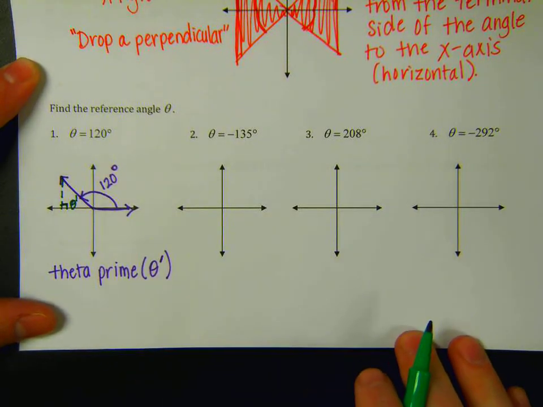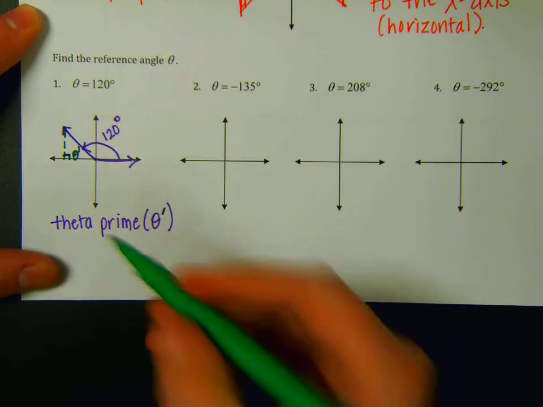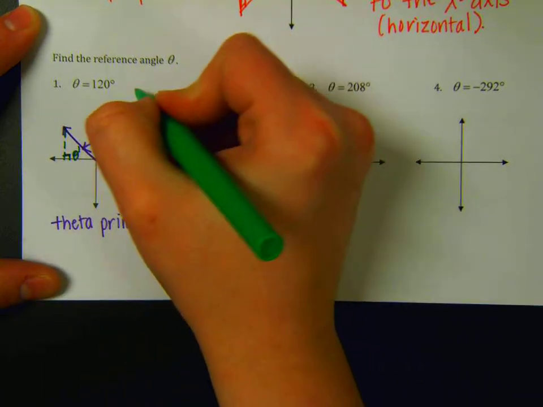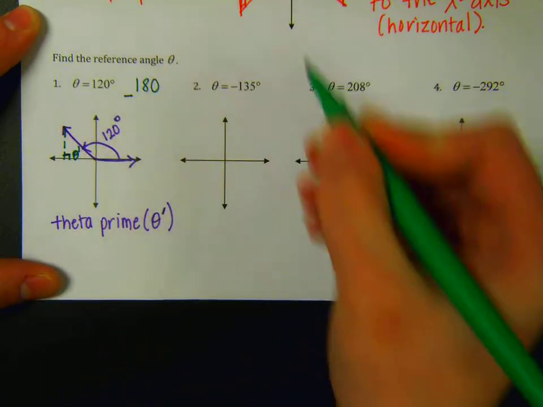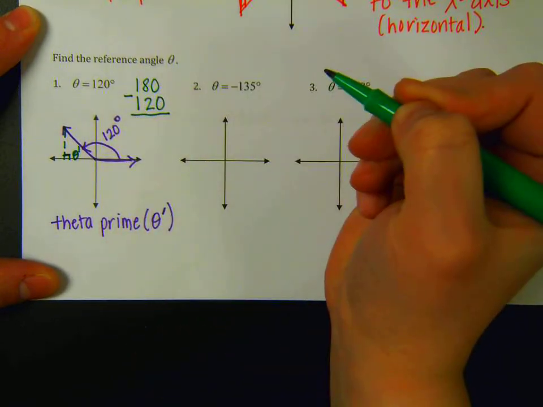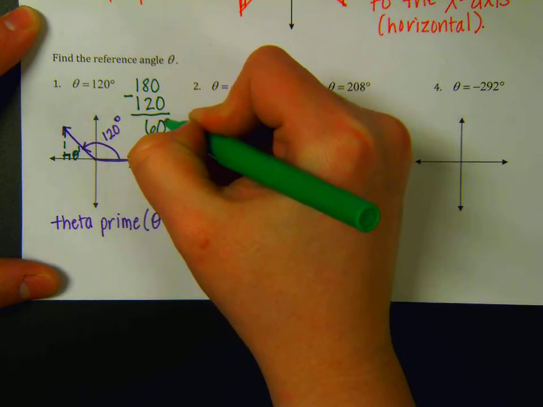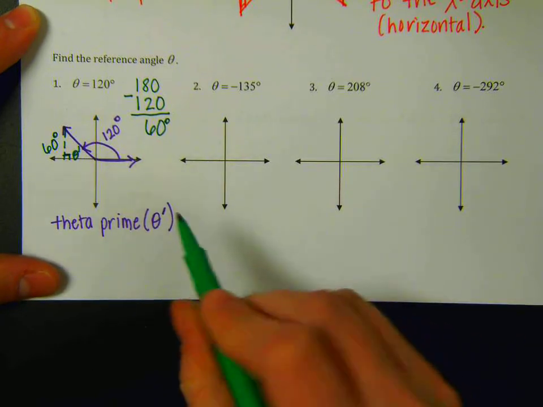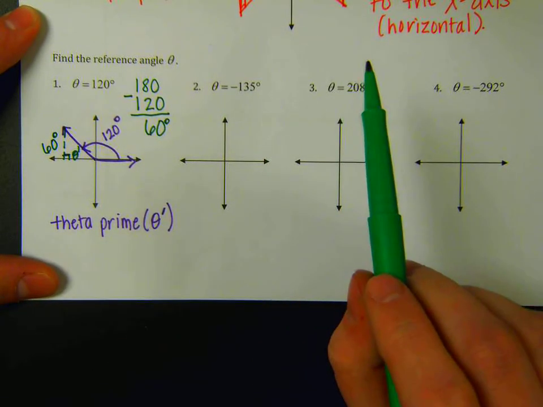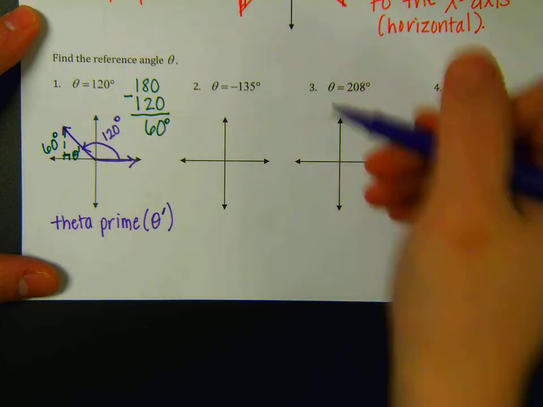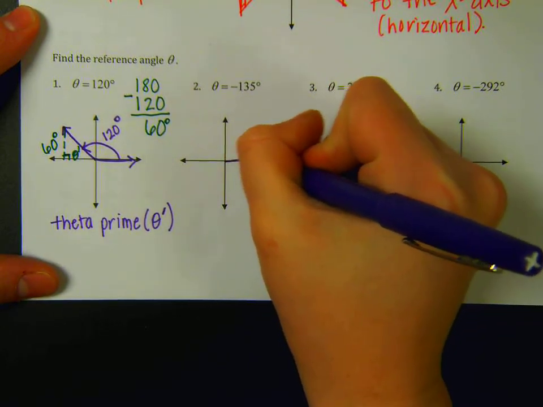Now, how would we figure out the angle measure? Well, we could take, what's this whole thing? 180 degrees, right? So 180 degrees minus my angle, which is 120 degrees. And that gives me 60 degrees. So this angle is 60 degrees. Theta prime is 60 degrees. And that's the same exact degree measure we saw up top. Now we're actually going to look at a couple different ones. In number 2, we have theta is negative 135 degrees. And so I'm going to draw my angle.